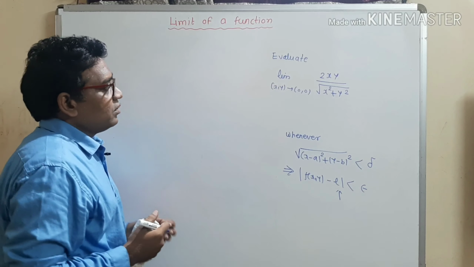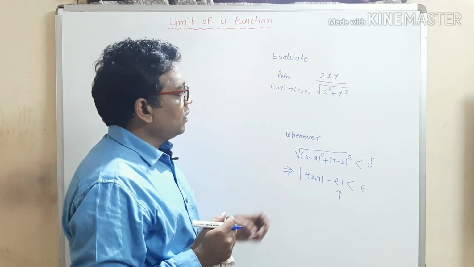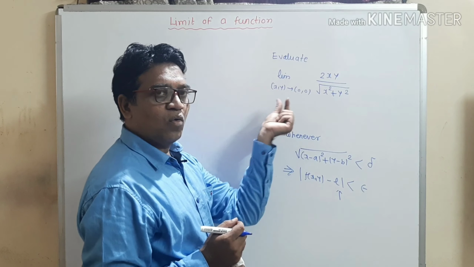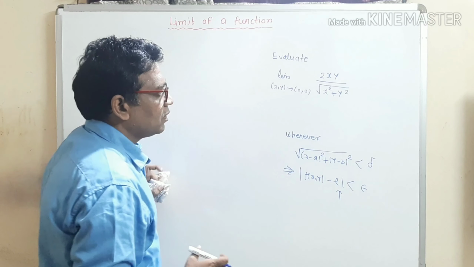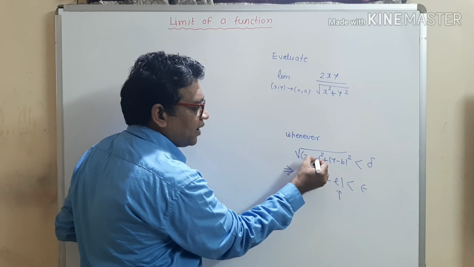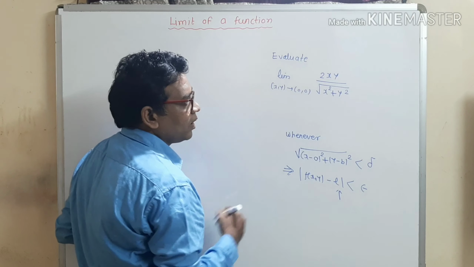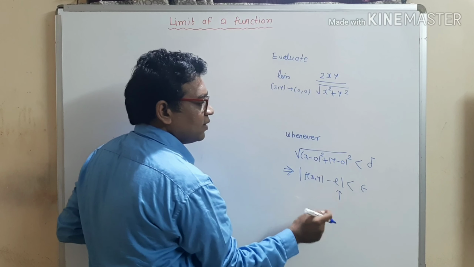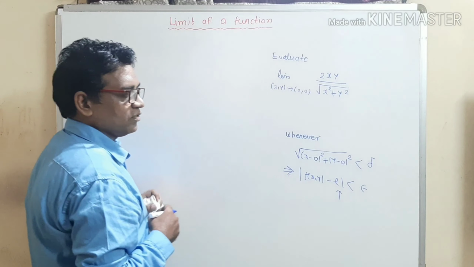Now what is given? We are given the point (a, b) as (0, 0), the origin. So instead of a and b, we put a as 0 and b as 0, and then this is the definition of limit of a function.